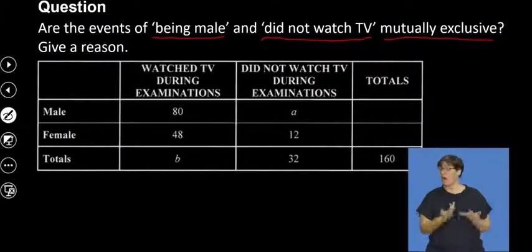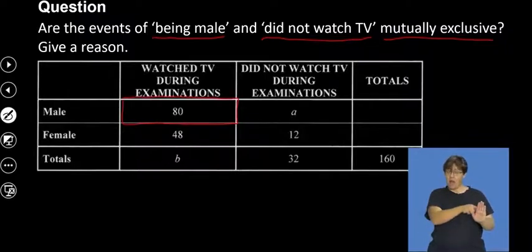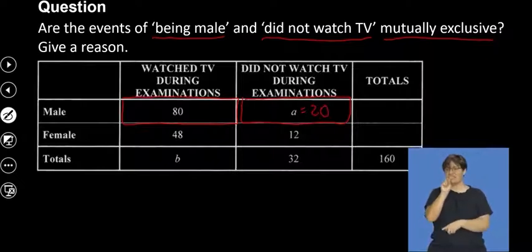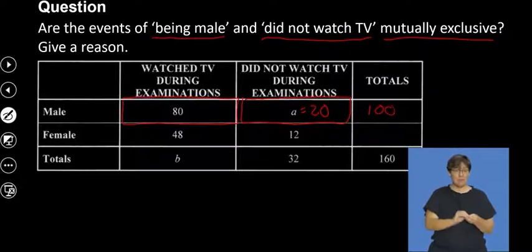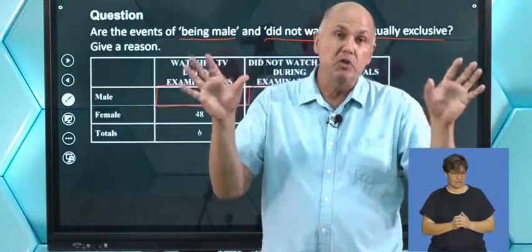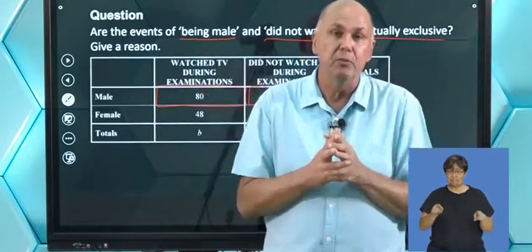So if these are all the male situations, there's the males that did watch TV. These are the males that did not watch TV. In other words, it's the set of 20 that did not watch TV even though they were male, and they were out of the total of 100. So I hope you can see that being male and did not watch TV, there are 20 young men who did not watch TV. Now, if those two sets were mutually exclusive, what could you predict?